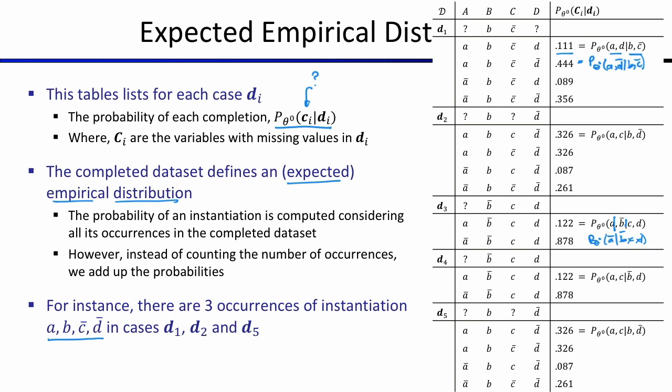So let's see what we can find here. So we have A, B, not C, and not D. So we'll find this guy here. So in this case, we're going to sum 0.444.